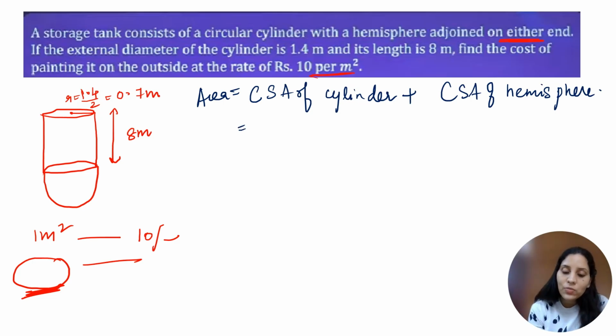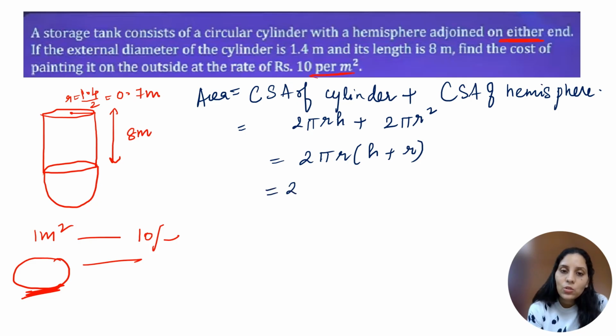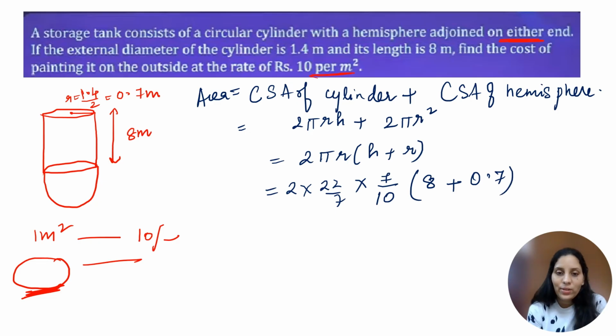Alright, now CSA of cylinder is what? 2 pi r h plus CSA of hemisphere is 2 pi r square. I can take 2 pi r common, so I get h plus r. So 2 into pi into radius, which is 0.7. 0.7 can be written as 7 by 10. Into height. Height of the cylinder is 8 plus again radius is 0.7. So I get 2 into 22 by 7. Alright, I can cancel here.